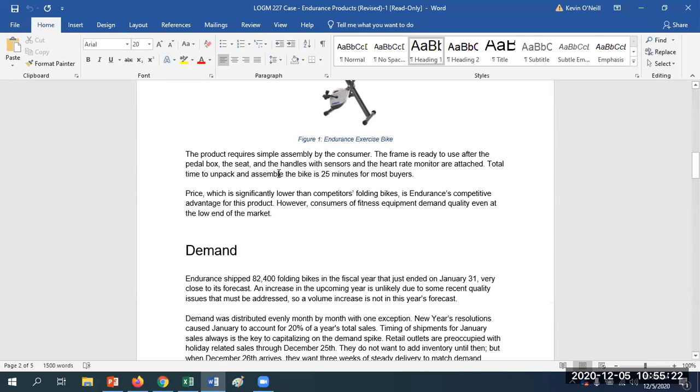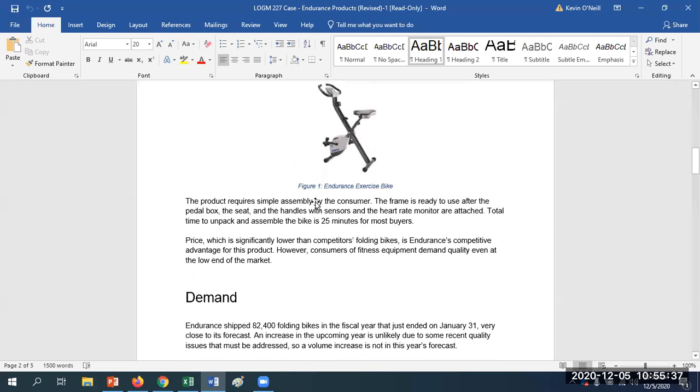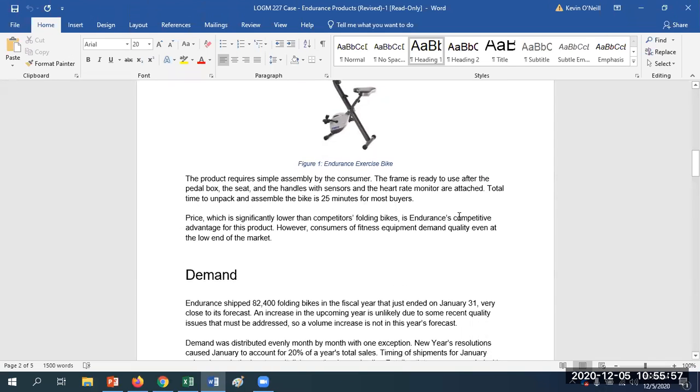Now, it's simple assembly by the consumer. It's really, really easy to put it together. The frame's ready to use after the pedal box, that's this thing right here, and the seat is put on there. And then there's handles that go up on the top of the folding assembly, and they have built into them heart rate sensors. So this little box that's up here with the handles will tell you your heart rate, and it'll tell you how long you've been riding. It's really a simple product.